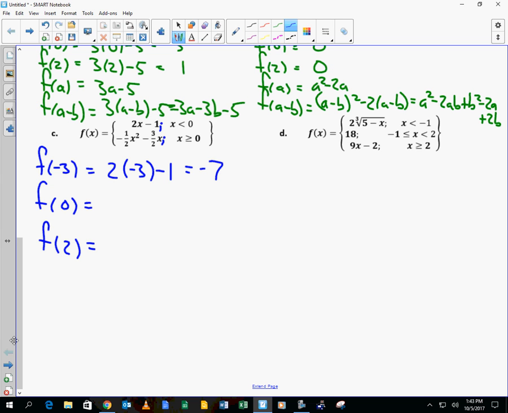Then, which condition does 0 satisfy, the top one or the bottom one? So we get 0. And 2 also satisfies the bottom one. So we get -2 minus 3 is -5. Any questions on that example?